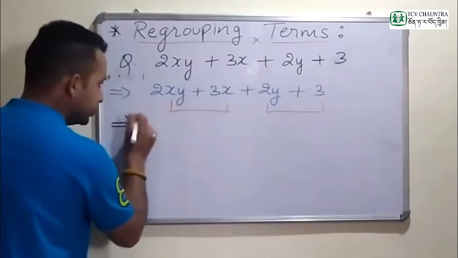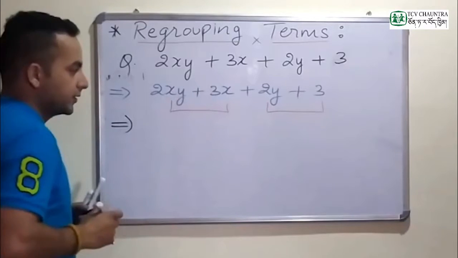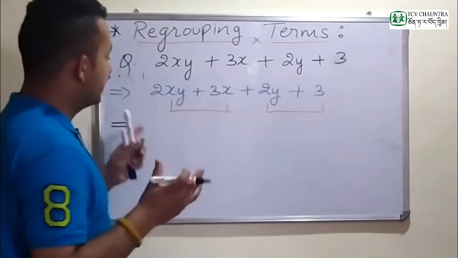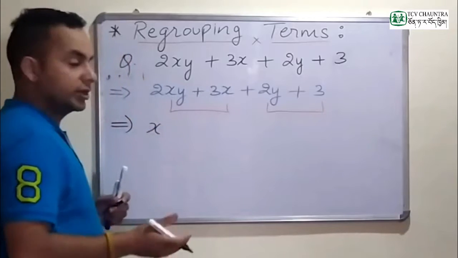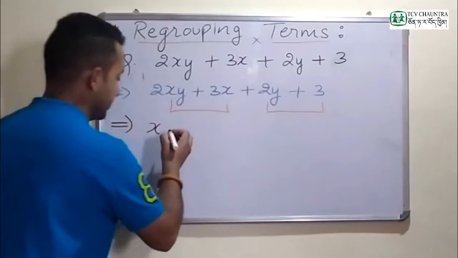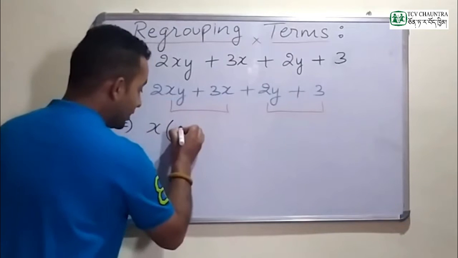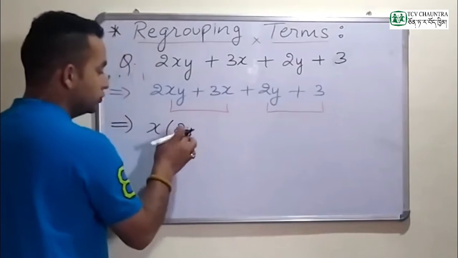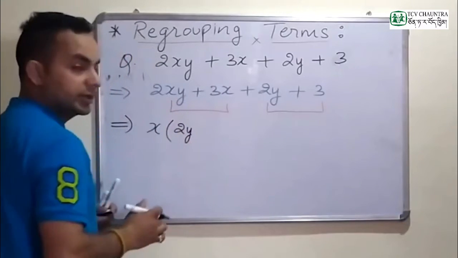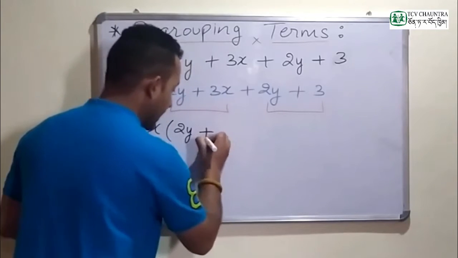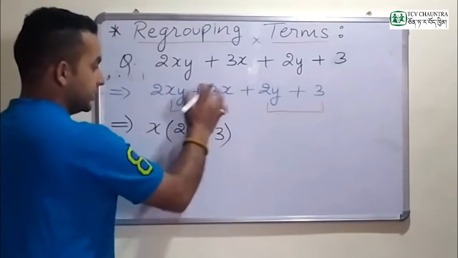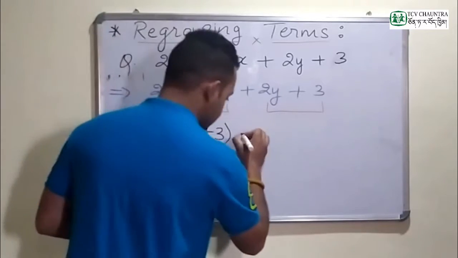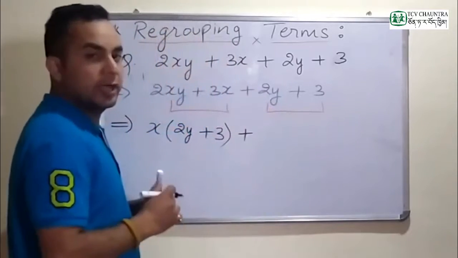So 2xy plus 3x, here the common is variable x. So here variable x is common, we are taking it outside. So we are left with the 2y inside. 2y multiplied with the x, the product is 2xy. And then when x is multiplied with the number 3, your product is 3x. Okay class, plus 2y plus 3.